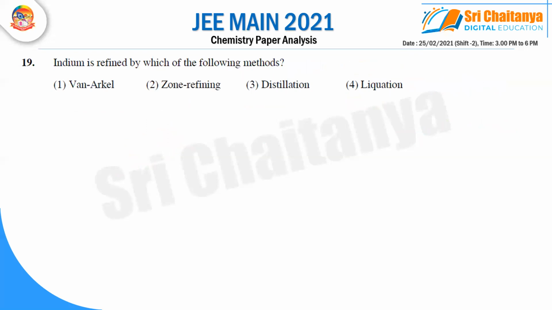Indium is refined by zone refining. Very factual, because ultra pure metals are generally refined by the zone refining method, because in this method high purity metals are obtained which are needed for sophisticated applications.